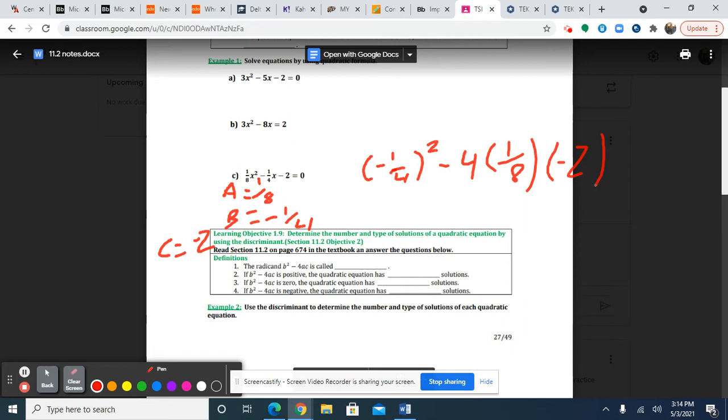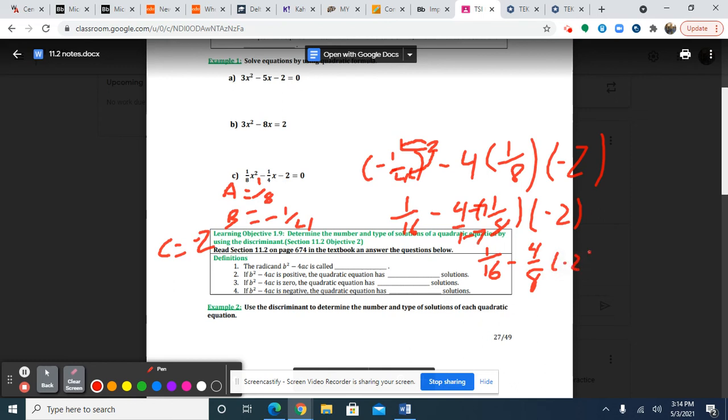So -1 over 4, when we square a fraction, we're actually going to go ahead and square both of the numbers. So we're going to do 1 squared and 4 squared, which turns into positive 1 over 16. Then we have 4 times 1 over 8, which is actually equal to -4 over 8. All we did was multiply across. So 4 times 1, which is 4, and 1 times 8, which is 8.